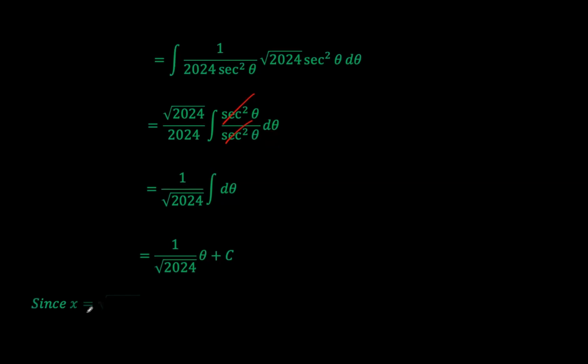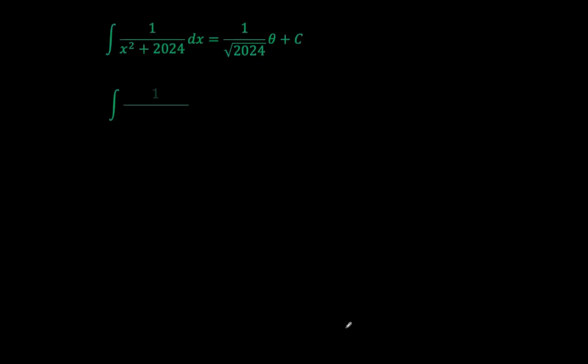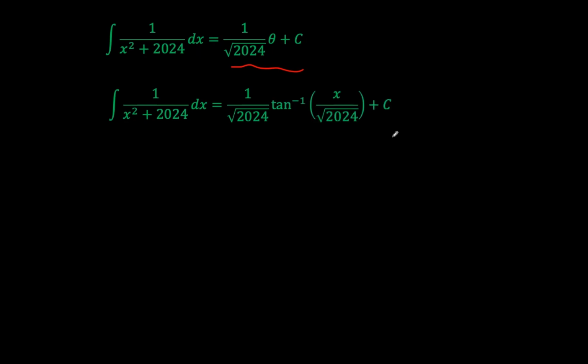Now, since we said x is equal to square root of 2024 tan theta, that means that theta is equal to, when you divide both sides by square root of 2024, x over square root of 2024 equals tan theta, and therefore theta is the arctangent of x over square root of 2024. So what that means essentially is that this integral, the integral of 1 over x squared plus 2024, is the same as 1 over square root of 2024 times theta, so we have arctangent of x over square root of 2024.